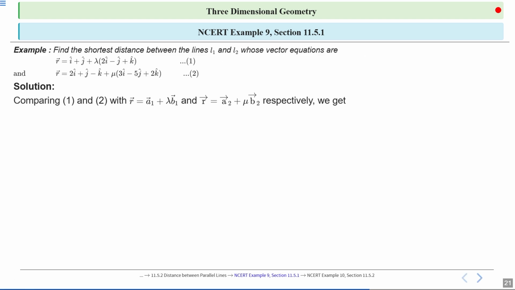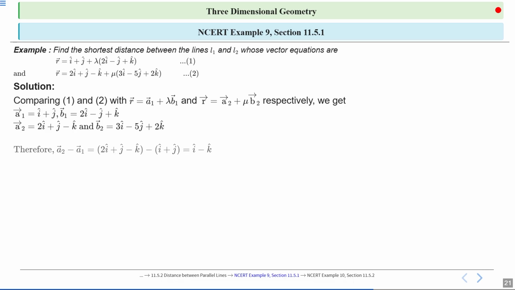To start, let's compare the given equations with the standard form for a line in the vector form, which is r vector is equal to a1 vector plus lambda b1 vector and r vector is equal to a2 vector plus mu b2 vector respectively. So we get a1 vector is equal to i cap plus j cap and b1 vector is equal to 2i cap minus j cap plus k cap. And a2 vector is equal to 2i cap plus j cap minus k cap and b2 vector is equal to 3i cap minus 5j cap plus 2k cap, right? Therefore, a2 vector minus a1 vector will be equal to 2i cap plus j cap minus k cap minus i cap plus j cap, which is equal to i cap minus k cap.